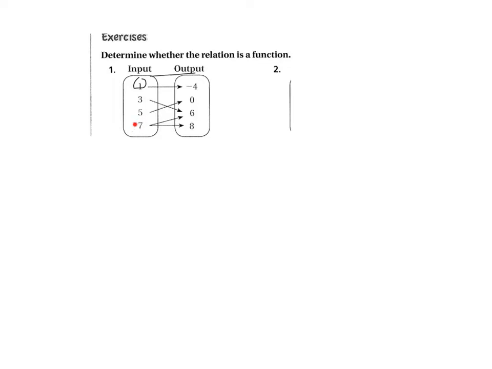Let's say this is a machine. You put in 7 and it gave you 6. You put in 7 again, it needs to give you 6 again, but this time it gave you something different. So we lost that consistency. The fact that 7 went in and gave you a 6 the first time, and then you put 7 in again and it gave you 8, it is not consistent. It's not machine-like. This one is not a function.